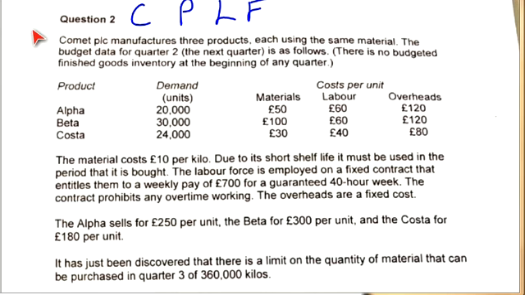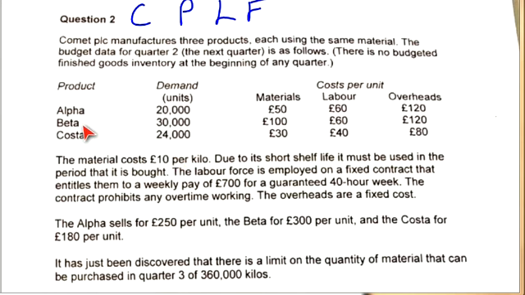Alright, so here is a company that manufactures three products: the alpha, the beta, and the costa. I'm given demand schedules here. I'm also given the price of materials per unit, and the labor costs and the overheads. All these things are per unit, of course, not these demands. These are total demanded units for each product.